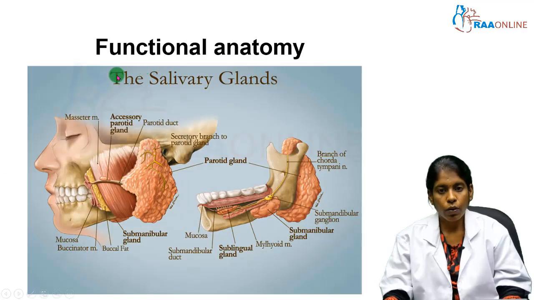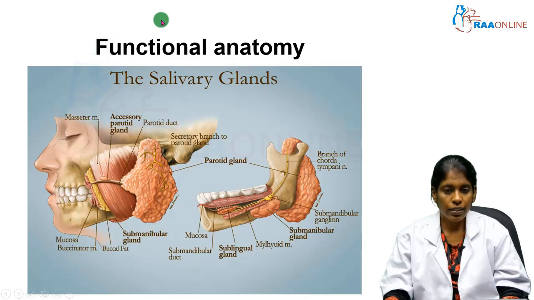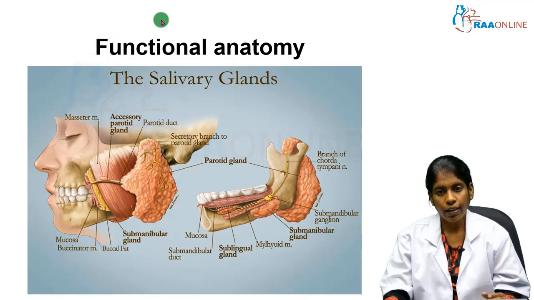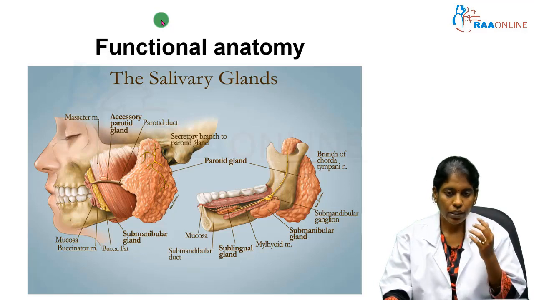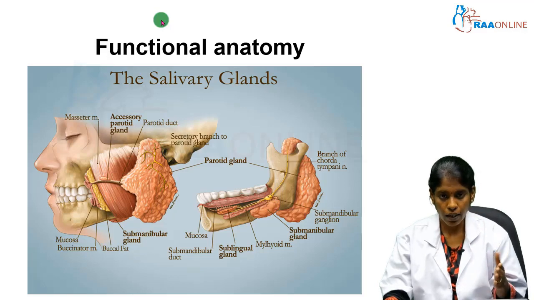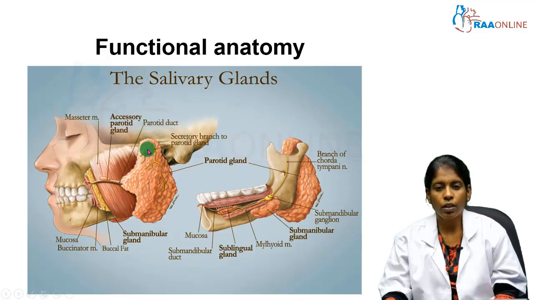First, let us learn about the functional anatomy of the salivary glands. Saliva is nothing but the secretion that is formed by the salivary glands, and then they ultimately drain the secretion into the oral cavity. The three main salivary glands that secrete saliva are the parotid gland, submandibular gland, and sublingual gland. This picture shows the locations of the three principal salivary glands.